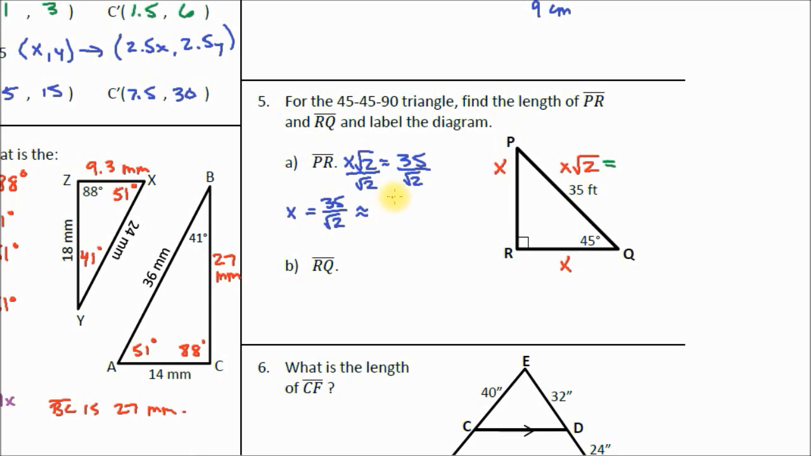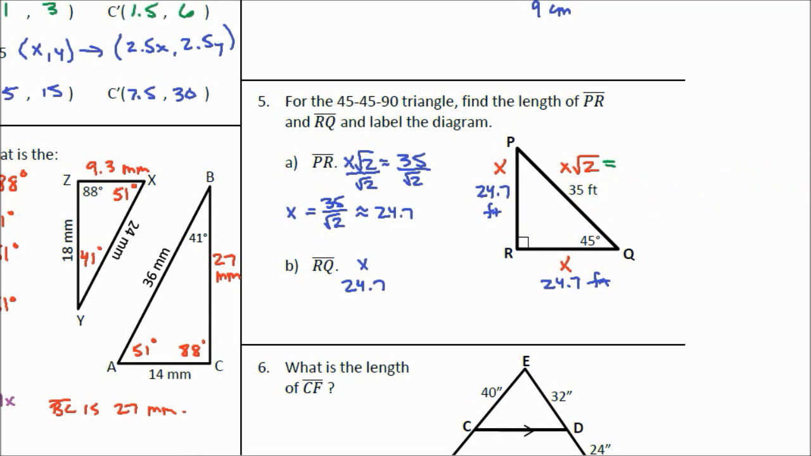We can put that in our calculator and approximate that to be, looks like it is 24.7. That means x is 24.7. Well, PR is x. So that means that this side is 24.7 feet. And then RQ is also x. So that means it also must be 24.7. And this is also 24.7 feet. We have found our side lengths and labeled our triangle.